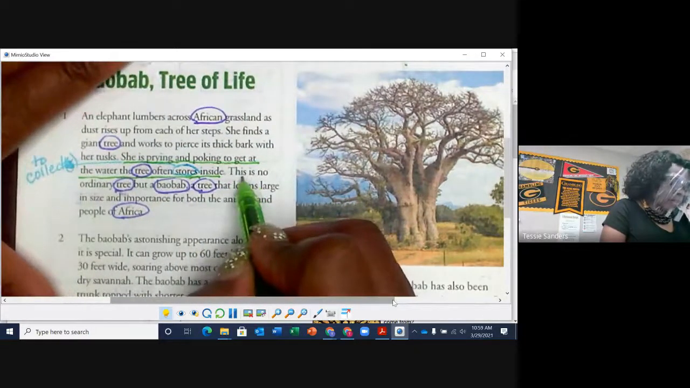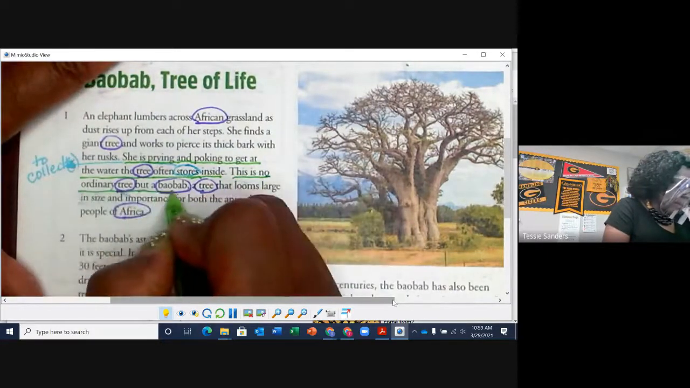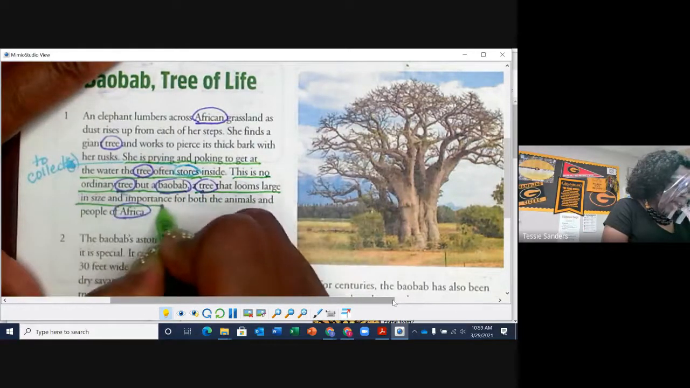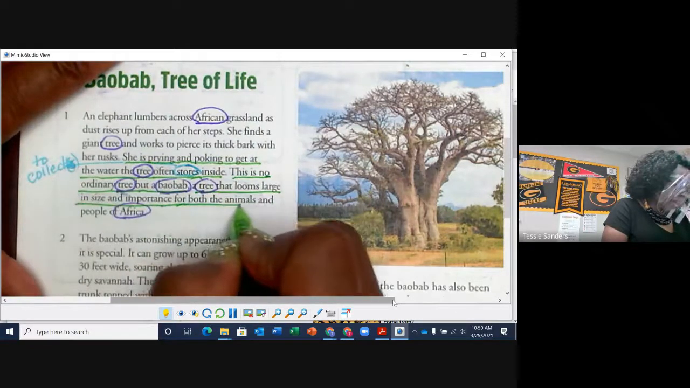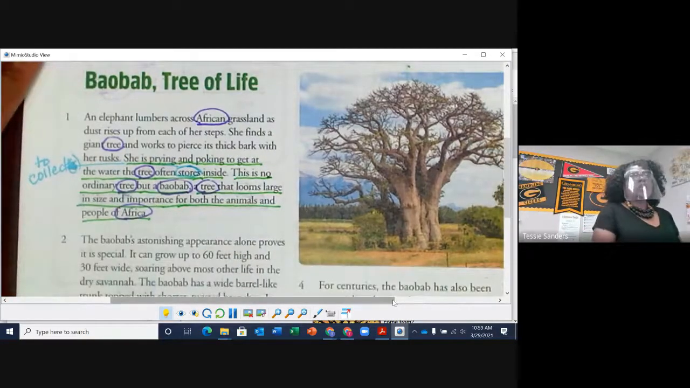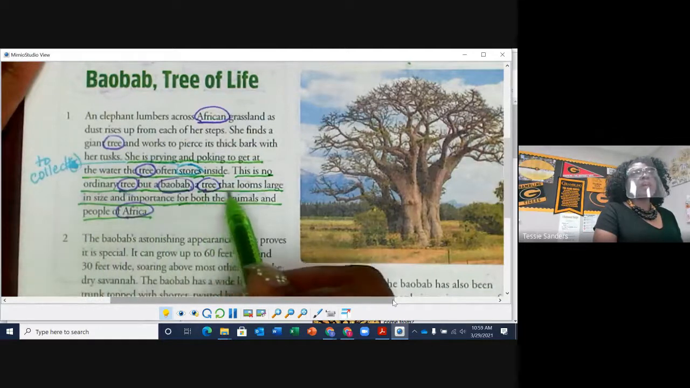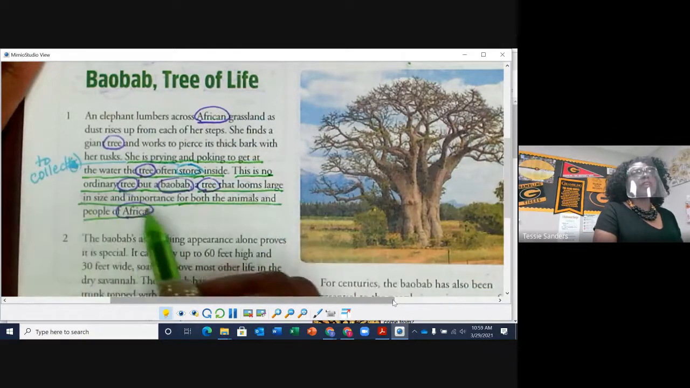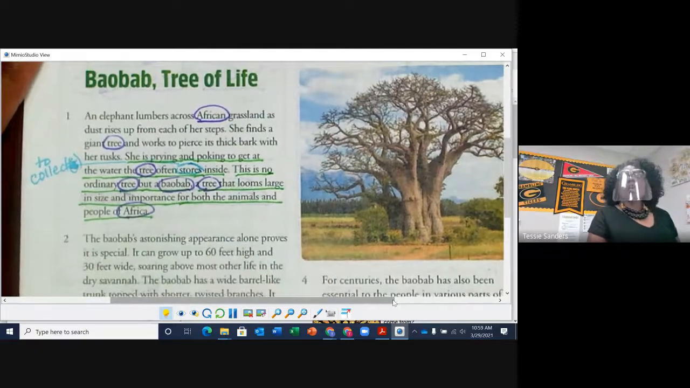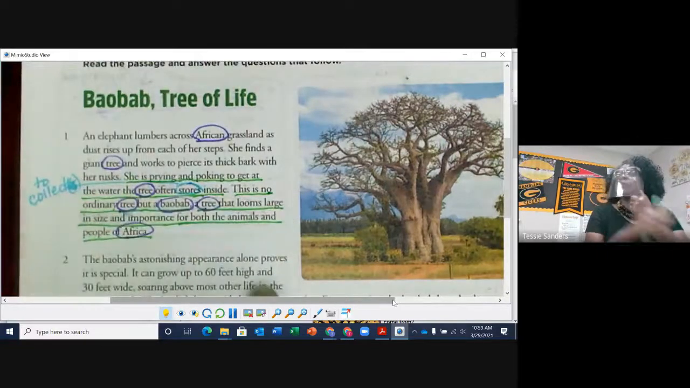This is, read. This is no ordinary tree, but a Balboa, a tree that looms large in size and importance for both the animals and people in Africa. So this is no ordinary tree, but a Balboa tree that looms large in size and importance for both the animals and people in Africa. So what is paragraph 1 all about? Number 1, what did we read about? What did we just read about?